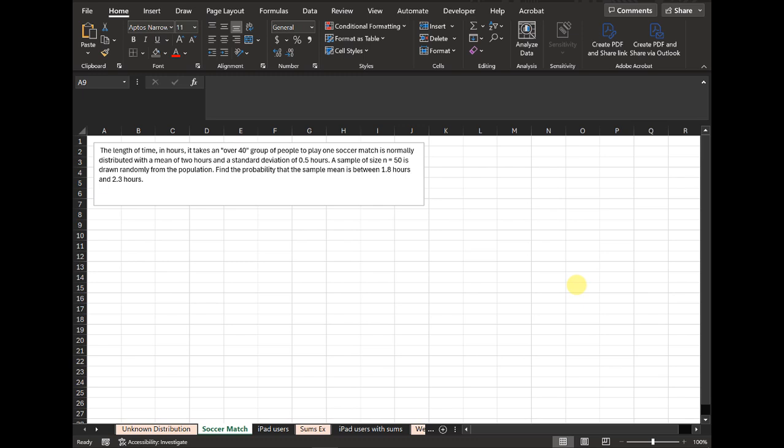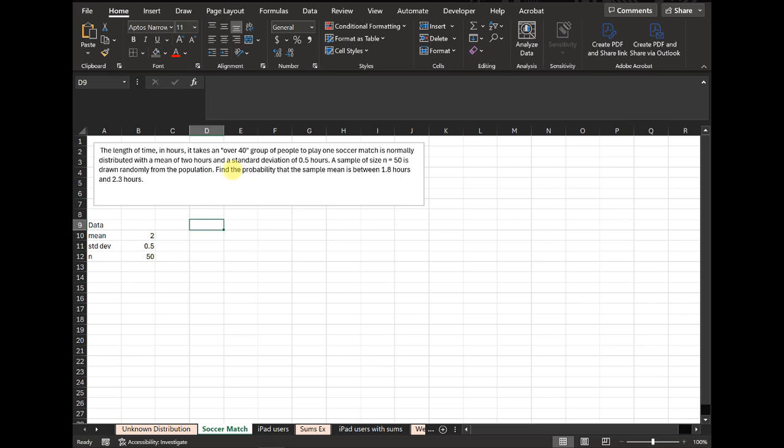Okay, so a couple of things with this. First of all, we have the data that we've been given. So I have a mean, I have a standard deviation, and then I know what my sample sizes are going to be. So it says here my mean is 2 hours, my standard deviation is 0.5, and then I'm taking sample sizes of 50. So notice the language here.